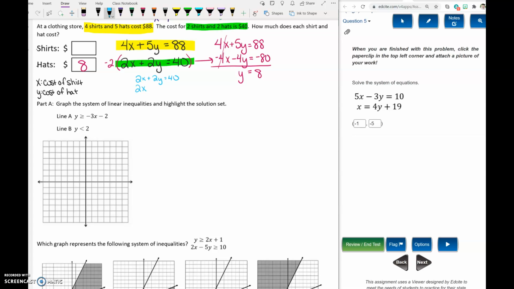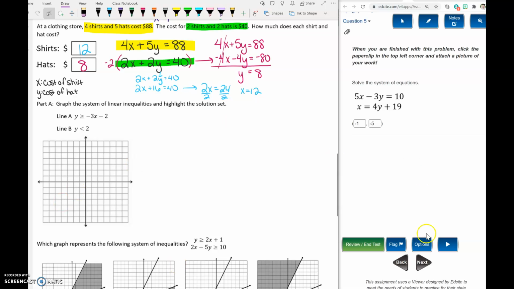8 is our y value, so if we plug 8 in right here, 2 times 8 is 16. 40 minus 16 is 24, so I have 2x equals 24, divide by 2, x equals 12. So the shirts are $12 and the hats are $8.